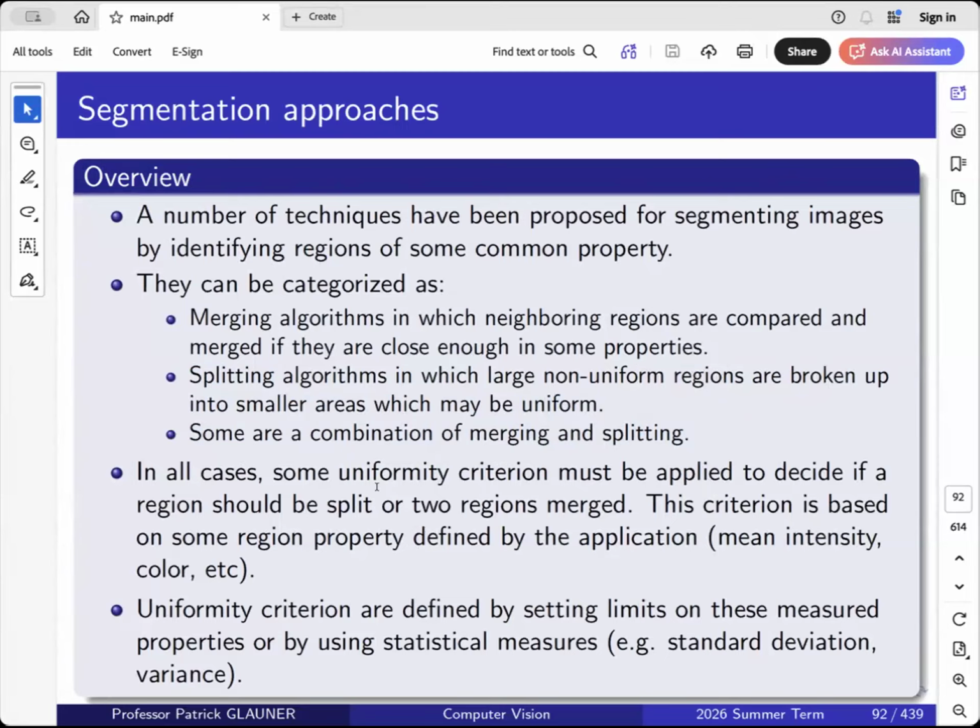However, in all of these cases, we need to define the uniformity criterion. So we must define what uniformity actually is. What is a property that tells us some pixels belong together? Maybe we need to define this based on intensity, color, or whatever, but these are just some possible approaches. And sometimes we need to define some thresholds for this as well, and we probably need to test this on a couple of examples to see if this works.